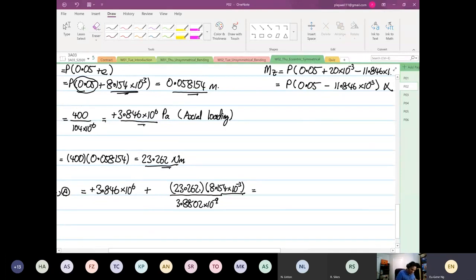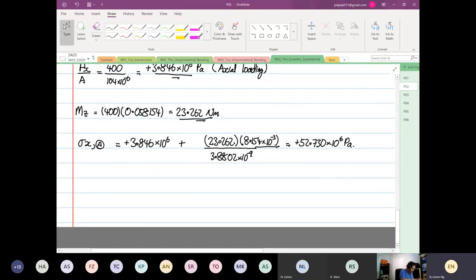So this will be equal to 23.262 times 8.154 times 10 to the power minus 3, divided by 3.8802 times 10 to the power minus 9, plus 3.846 times 10 to the power 6. So it's equal to positive 52.730 times 10 to the power 6 Pascal. Right. And then we can also calculate our stress X. So let me write out the value before we go there.